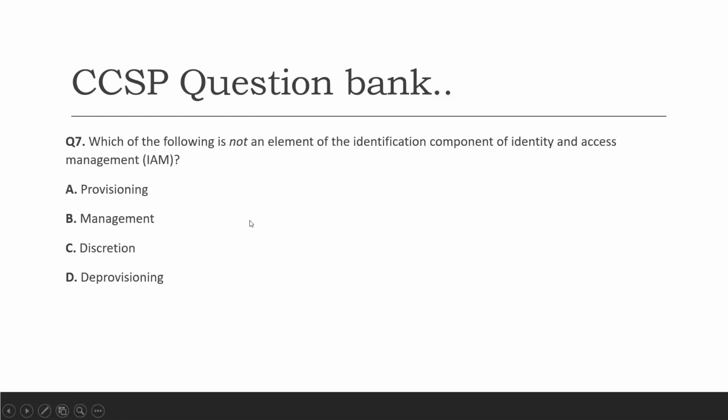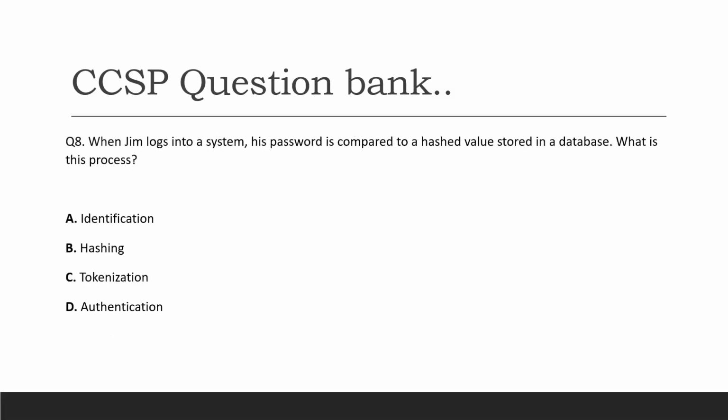ठीक है, this is to you Karthik. Discretion. हमने डिस्क्रिप्शन देखा नहीं. प्रोविजनिंग डी प्रोविजनिंग है, यूजर लाइफ साइकिल मैनेजमेंट देखा था हमने. तो मैनेजमेंट प्रोविजनिंग डी प्रोविजनिंग पार्ट ऑफ द आइडेंटिफिकेशन कंपोनेंट्स ऑफ IAM. ठीक है, this is to you Abhishek.